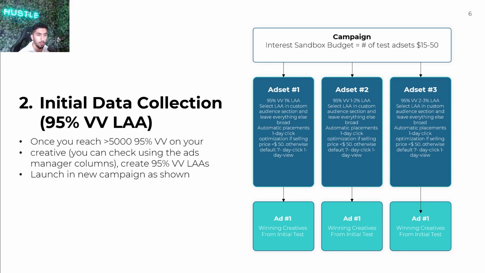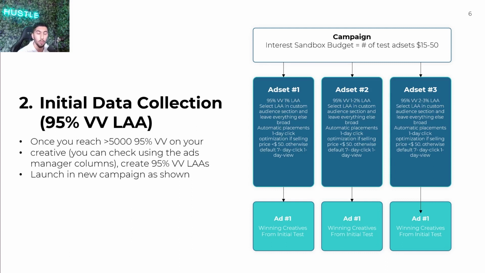But this is basically what works for me. Maybe something works differently for you and your ad account, depending on the country you're in, of course. So this is the method for that. So initial data collection, now we're going to be 95%. Once you reach around 5,000 95% video viewers on your creative, you can check it using your ad manager columns, of course. Create 95% video viewers lookalikes, and launch your new campaigns as shown.